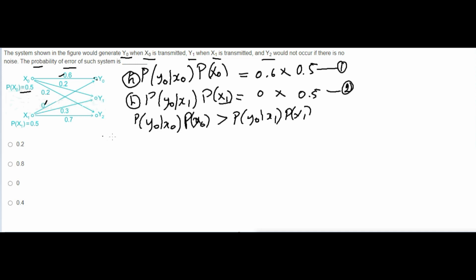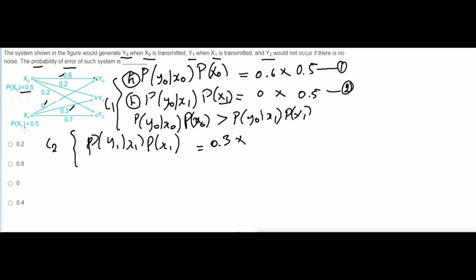So this was case 1, and now I'm going for case 2. What is case 2? P of y1 given x1, with respect to p of x1. So p of y1 x1, you take y1 and x1. Between them we have 0.3, is it right? So 0.3. What is the probability of x1? The probability of x1 is 0.5.